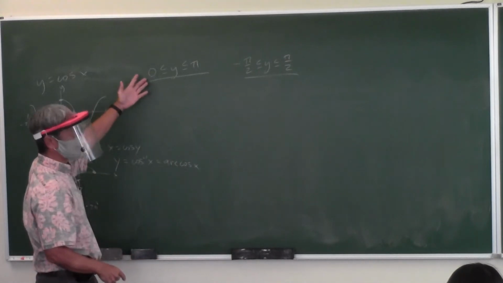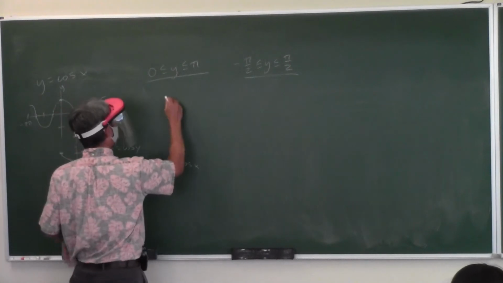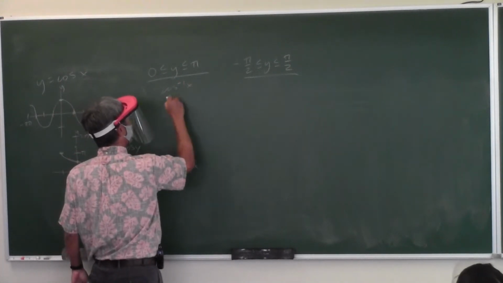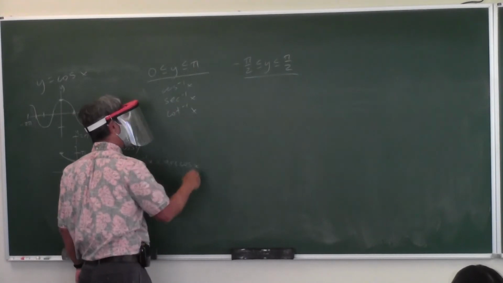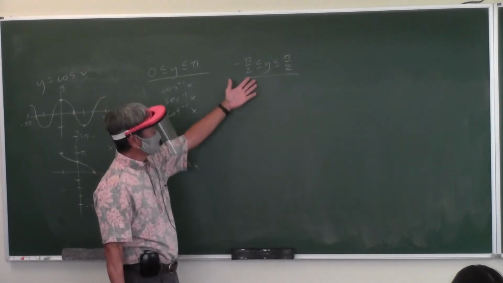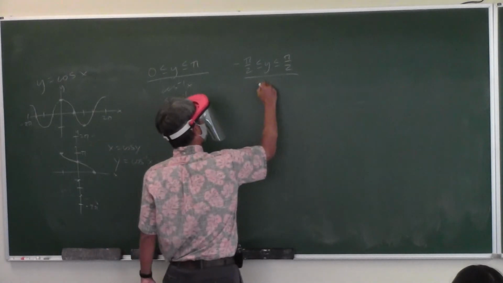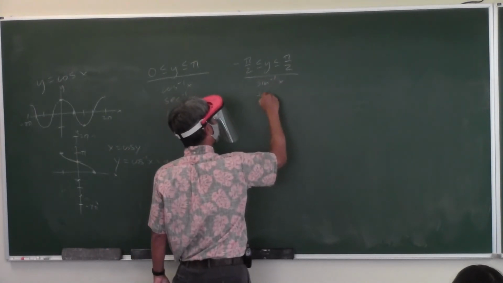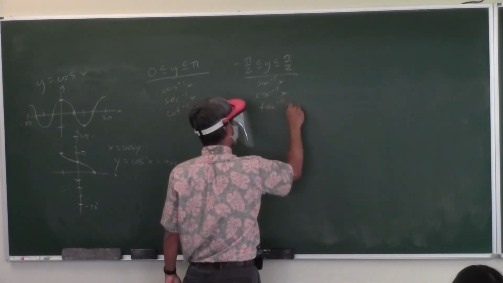So which inverse trig functions have 0 to pi as the restricted range? Well, we just found out: cosine inverse, secant inverse, and cotangent inverse. Which inverse trig functions have negative pi over 2 to pi over 2 as the restricted range? Well, it would be the other 3: sine inverse, cosecant inverse, and tan inverse.